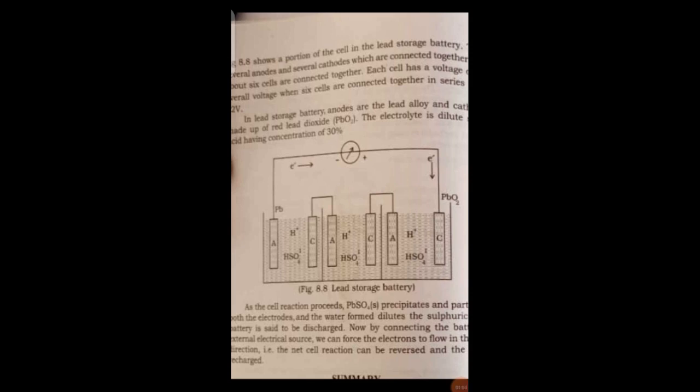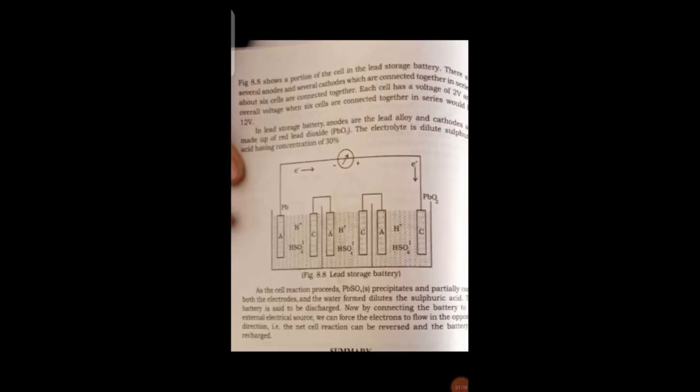There are 2 types of process going on, that is discharging and recharging. How it will be discharged, you will see over here. PbSO4 precipitates and partially coats both electrodes, and the water present there dilutes the sulfuric acid, and the battery is said to be discharged. In the same way, when the battery is connected to any electrical source, we can force the electrons to flow in the opposite direction, and the net cell reaction can be reversed and the battery is recharged. So these two processes are going on inside the battery.